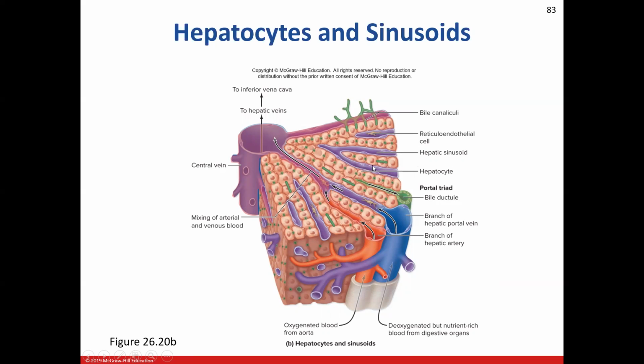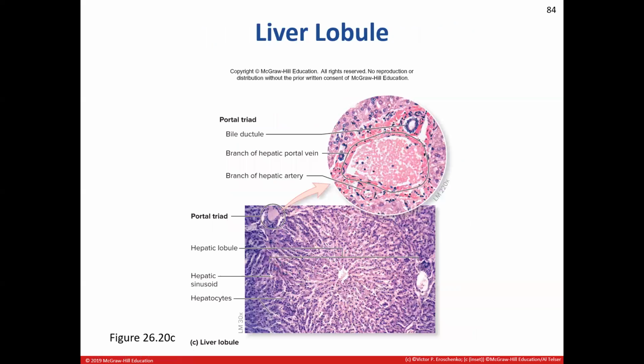So here are those sinusoids. They'll drain blood and other substances from the hepatocytes, and drain it here into the central vein. The central veins will then converge into the hepatic veins, and then those hepatic veins are going to drain into the inferior vena cava.